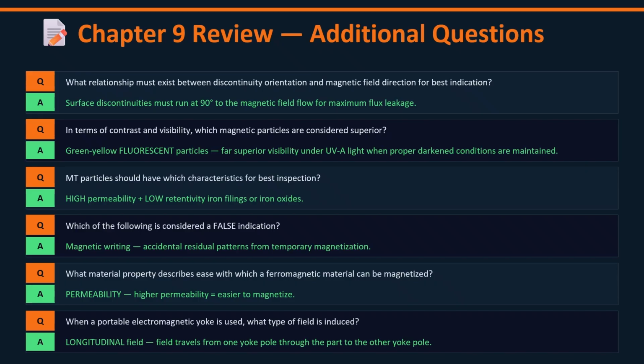Third, MT particles should have high permeability so they are readily attracted to leakage fields, but low retentivity so they do not retain magnetism and clump together. Magnetic writing is an important false indication example. It can occur when a component is accidentally magnetized through contact or handling and produces a particle pattern that resembles a real discontinuity. The correct response is investigation and re-examination, not automatic rejection. Finally, the yoke creates a longitudinal field.